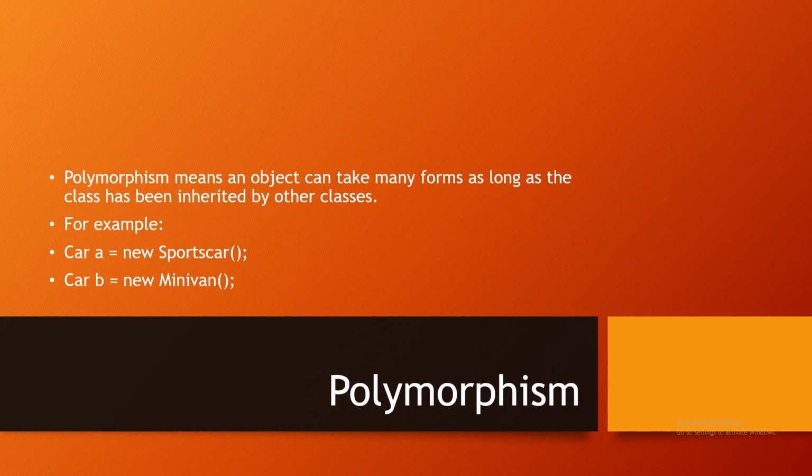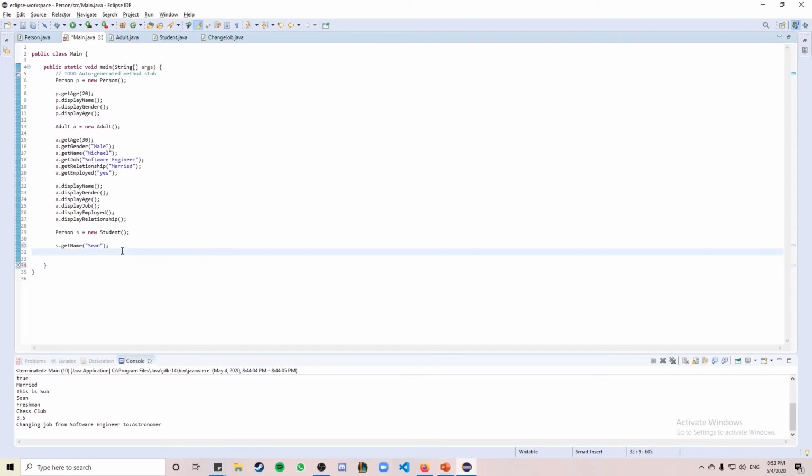Next is polymorphism. Polymorphism is basically an object that can take many forms as long as the class has been inherited by another class. For example, Car a equals new SportsCar. Car is the superclass, and SportsCar is the subclass. So, here's an example of what that would look like. Person s equals new Student. And we could still get those names.